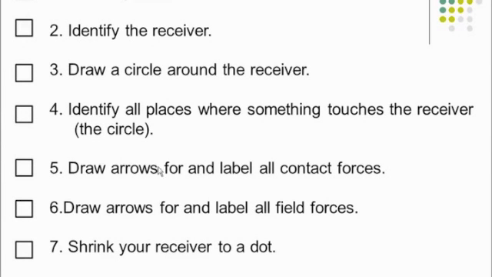So just as a recap, the 7 steps that you need: first, you start with a picture. Now if the picture has been done for you, you don't need to draw a picture, but if it hasn't, then you do. Second step, identify your receiver. A force diagram will be different if I were to select a different receiver. Draw one circle around the receiver and only the receiver. Identify all places where something touches the receiver, and this will bring us to contact forces. We always do the contact forces first. Then we move on to the field forces. Last, you shrink your receiver to a dot, and then there you have your force diagram.